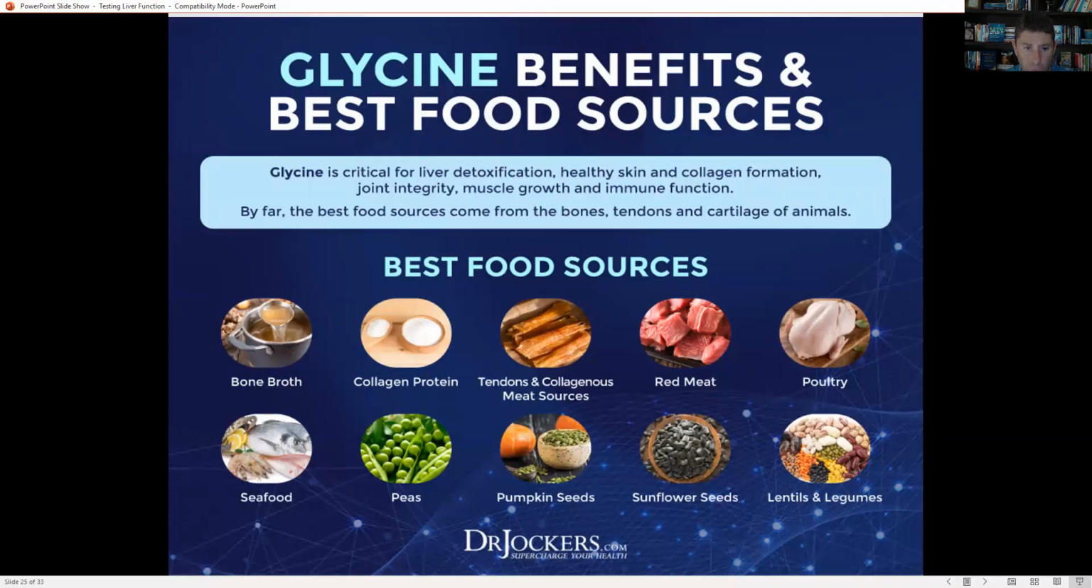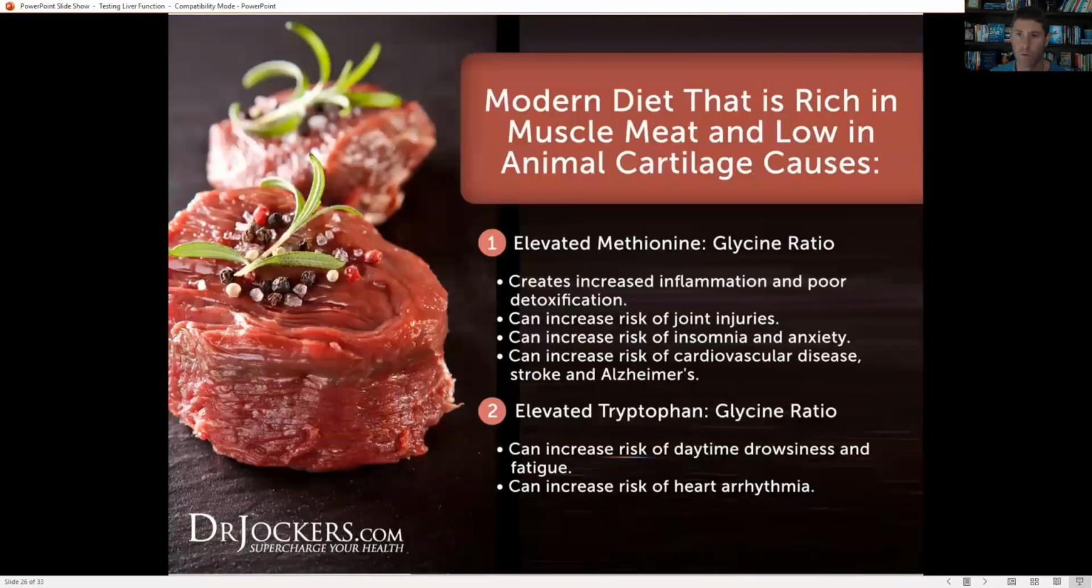So your best sources are going to be bone broth, collagen protein, tendons, and collagenous meat sources, like eating a drumstick or a chicken wing, right? And actually eating the joint capsule can be really powerful here. Red meat, right? So all your other sources after those are significantly lower, but you'll get some glycine from red meat, poultry, seafood, peas, pumpkin seeds, sunflower seeds, lentils, and legumes, but not nearly the amount that you'll get from bone broth, collagen protein, tendons, and collagenous meat structures.